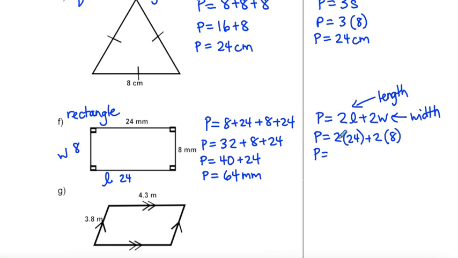So for the perimeter, 2 times 24 is 48, plus 2 times 8 is 16. And 48 plus 16 is 64, and my units are millimeters. You'll notice I did both of my multiplications in one step. You are welcome to do that, or if you wanted to do 2 times 24 in one step and then in the next step do 2 times 8, you are welcome to do that as well.